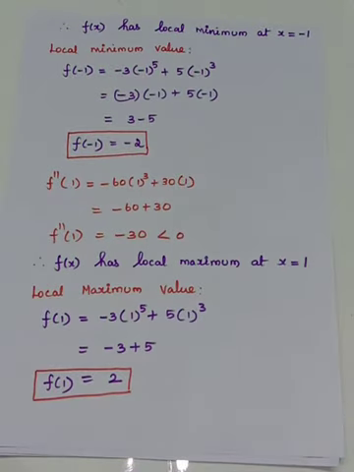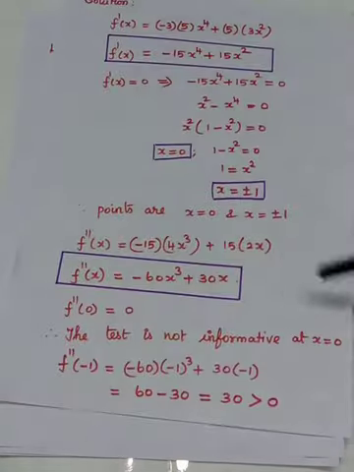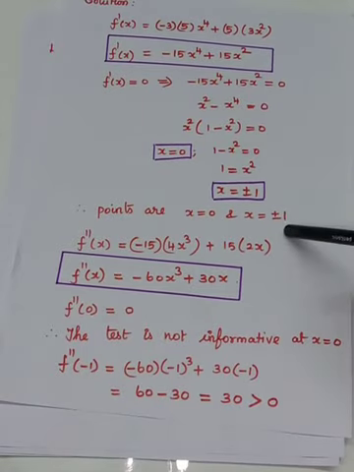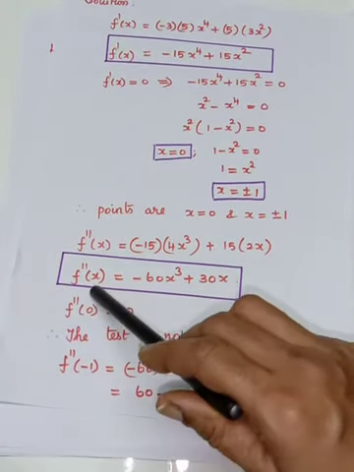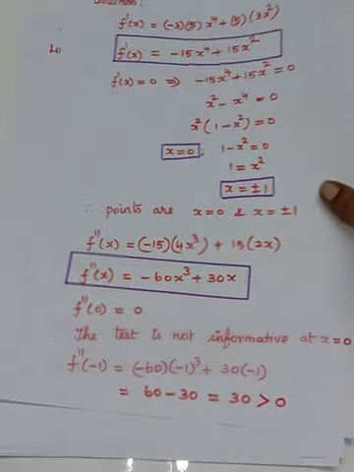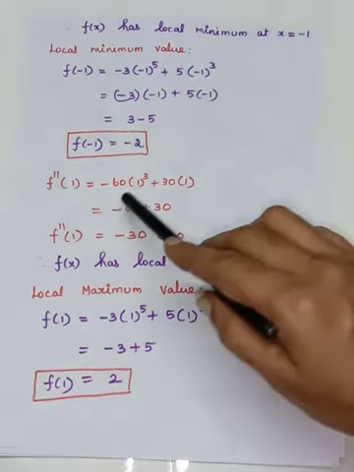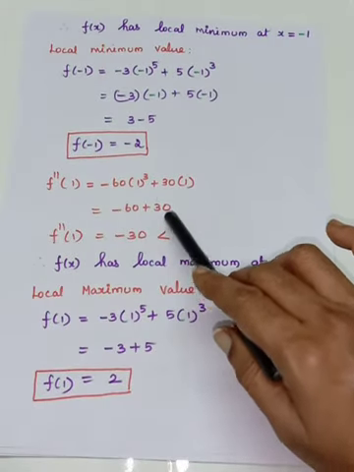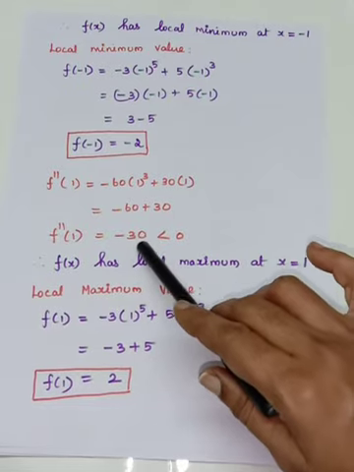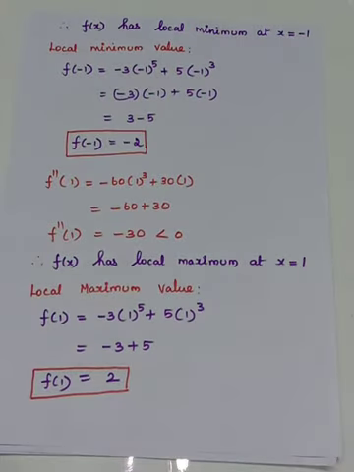So the second point we have substituted. We have one more point. What is it? X is equal to 1. That value has to be substituted in the second derivative. So f double dash of 1 is minus 60 plus 30, that is minus 30. Minus 30 is less than 0.